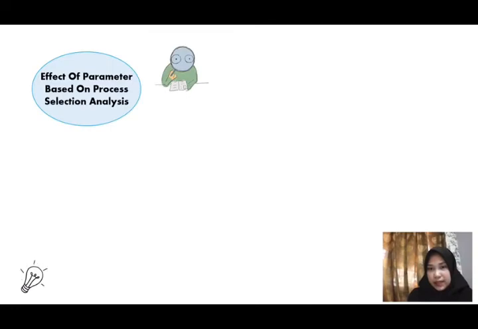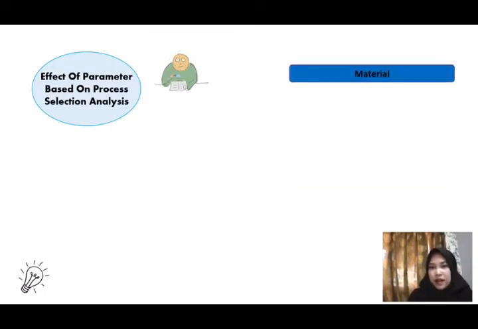In this section, there are 7 parameters that we considered. The first one is material. For the material, TP-PVC is selected, because TP-PVC is able to provide sufficient stiffness and compressive strength to fabricate an earplug.